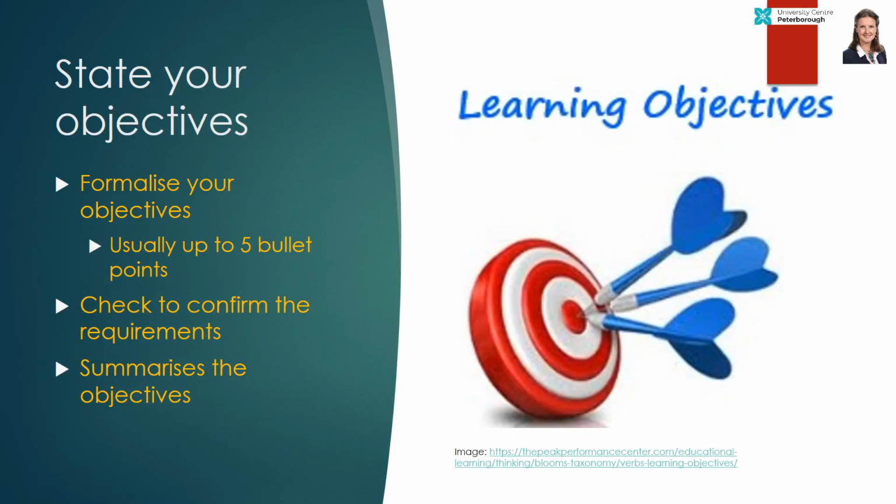Once you've identified the reason for your presentation, you can formalise your presentation objectives. Have these checked by the person requesting the presentation to confirm your understanding of what is required. Once that's done, you can now create the presentation that will meet the needs of your audience. Ensure you include a slide that summarises what the objectives are, so that your audience will know what to expect.